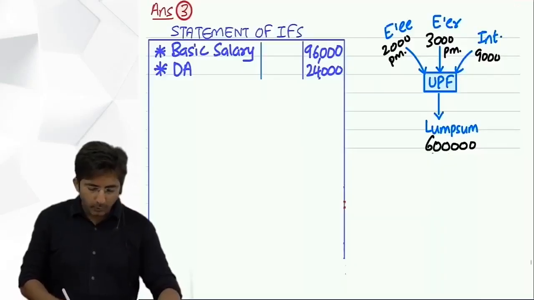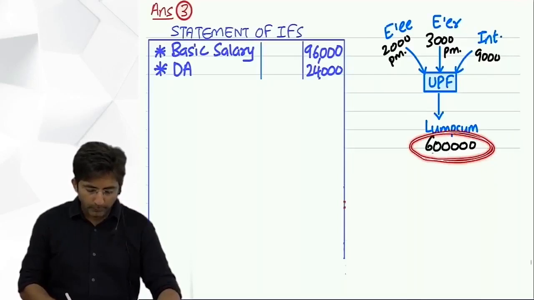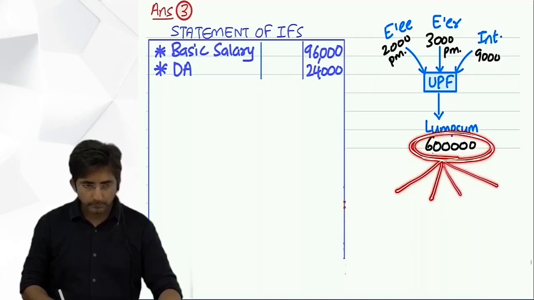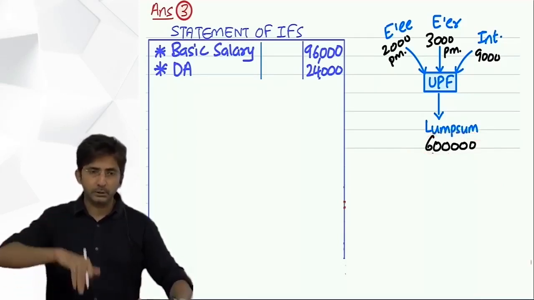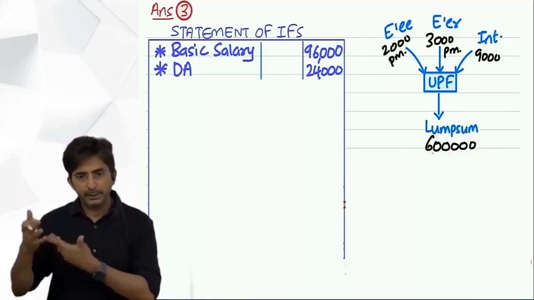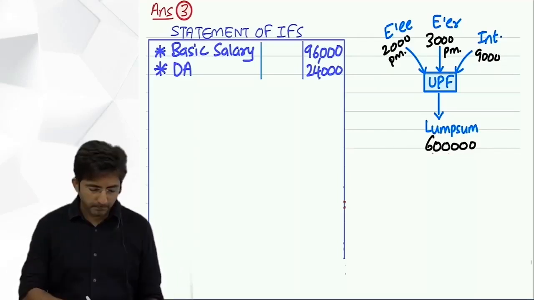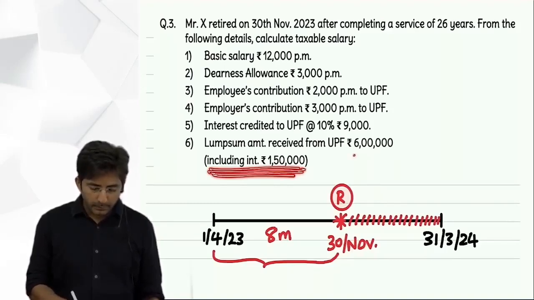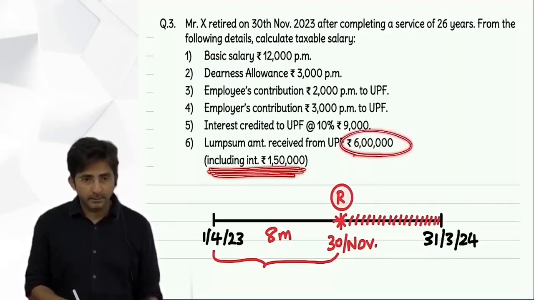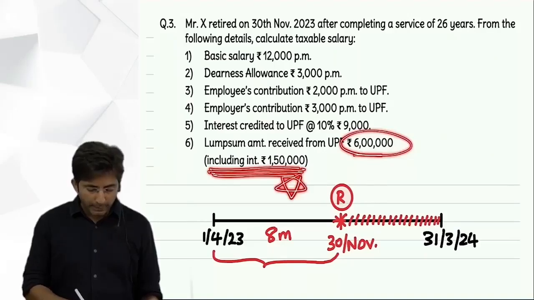Okay, now the challenge is what? How to divide this 6 lakhs into 4 parts. What are the 4 parts? Employees contribution, then interest on that. Employers contribution, interest on that. See, what was the most important information for us? Look at this. Lump sum amount of 6 lakhs has got how much interest? Did you read this or not? 1,50,000 is interest.